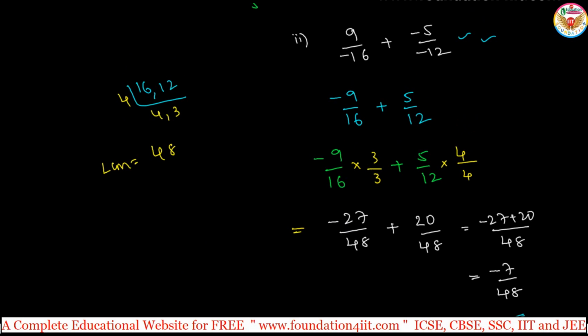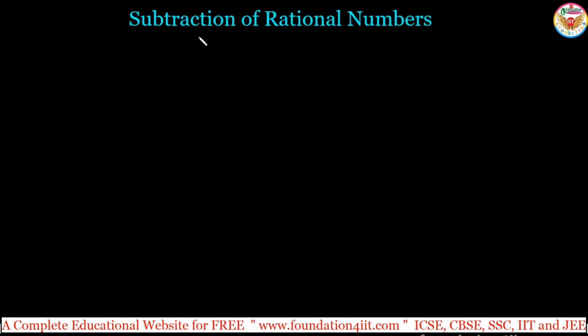Let us see subtraction of rational numbers. We can do it the way we did addition of rational numbers. The same concept applies for subtraction. For example, the integers 8 and 5: when you want to subtract 5 from 8, you keep the negative sign in between, so 8 minus 5 is equal to 3. In the same way, we can use the same concept for fractions like rational numbers.